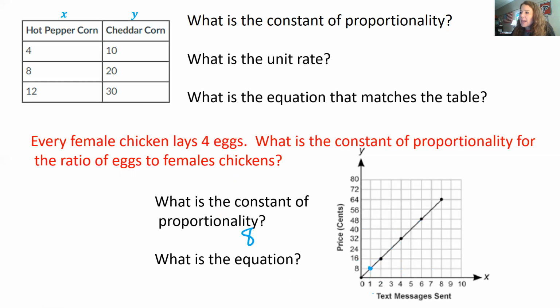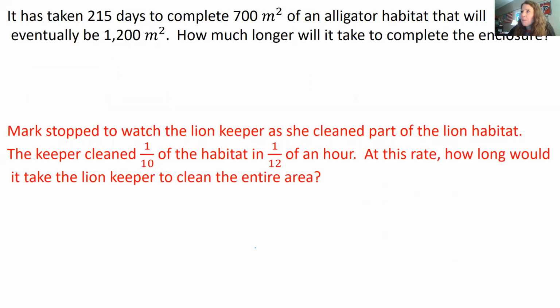Remember, we said that when x is 1, that number is the unit rate, and also when it's proportional, the constant of proportionality. So the equation is, here's our y equals, what is happening to each of these x values? They're all being multiplied by 8. So that is our equation.